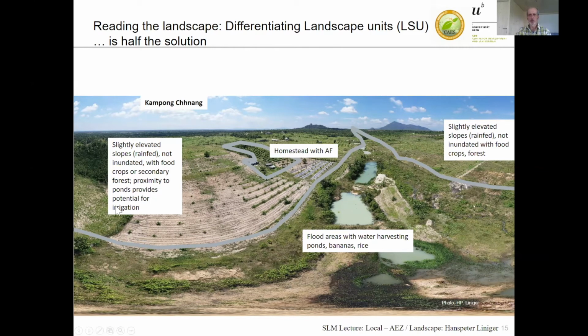Proximity to the ponds provides potential for irrigation. These areas close to it are used for irrigation. The land up here for this villager, or this land user, is too far away for irrigation. Okay, so even in a flat area, you have to differentiate because the solutions for this landscape are completely different. Okay, criteria: proximity to the homestead, infrastructure, water, slightly elevated slopes or flooded areas make a big difference.